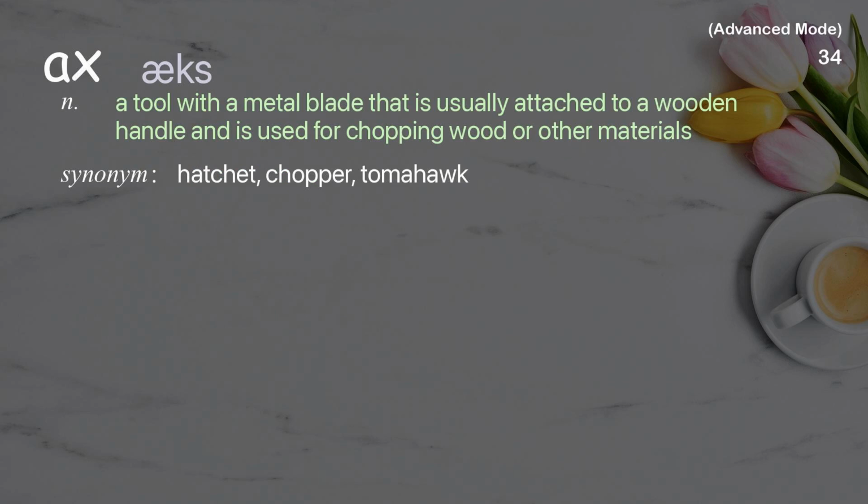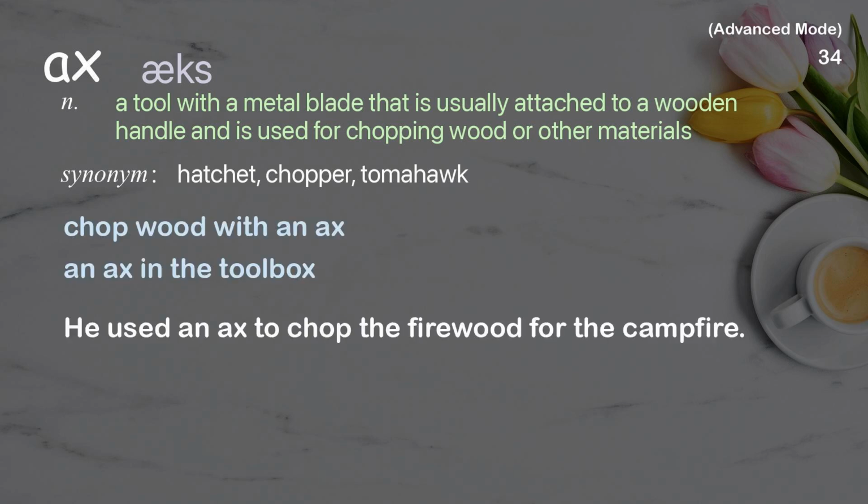Axe. A tool with a metal blade that is usually attached to a wooden handle and is used for chopping wood or other materials. Examples: Chop wood with an axe. An axe in the toolbox. He used an axe to chop the firewood for the campfire.